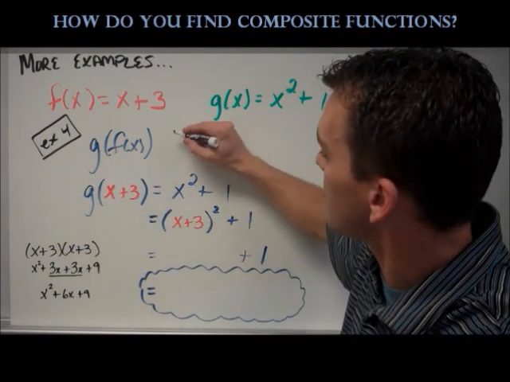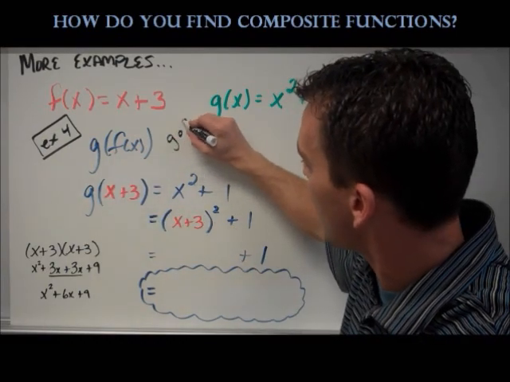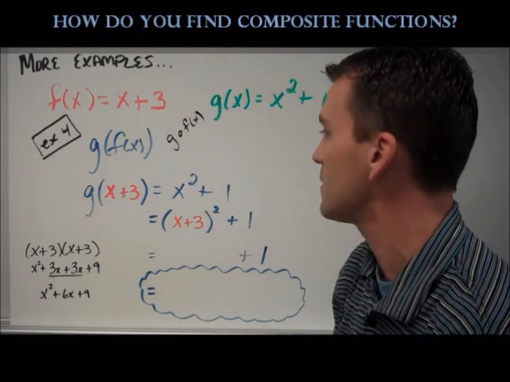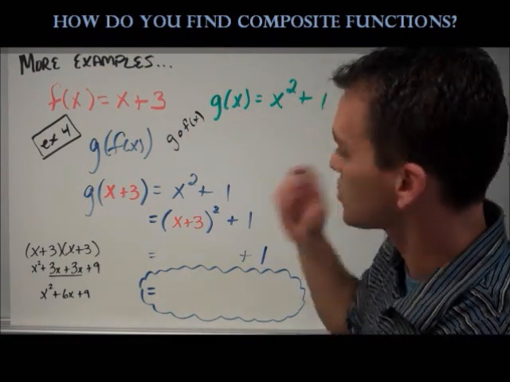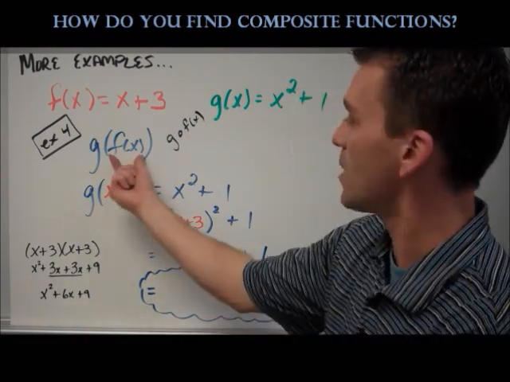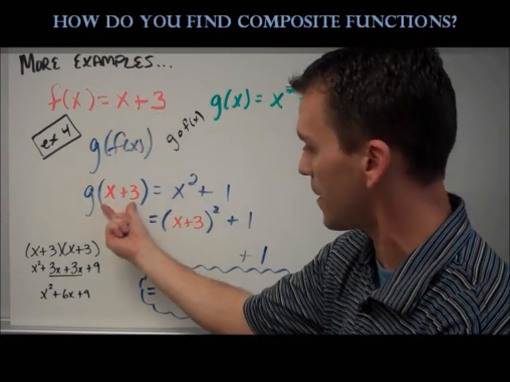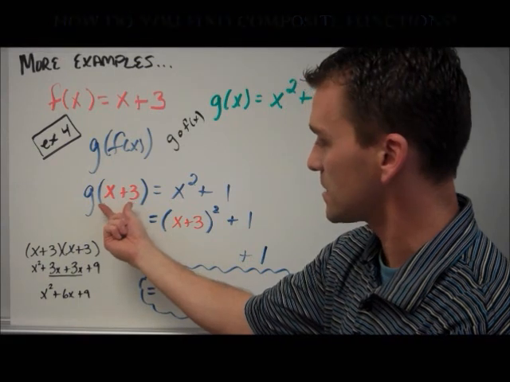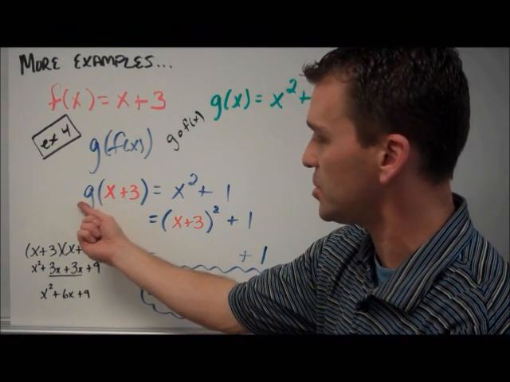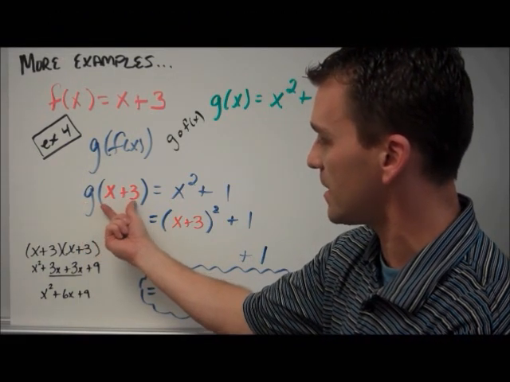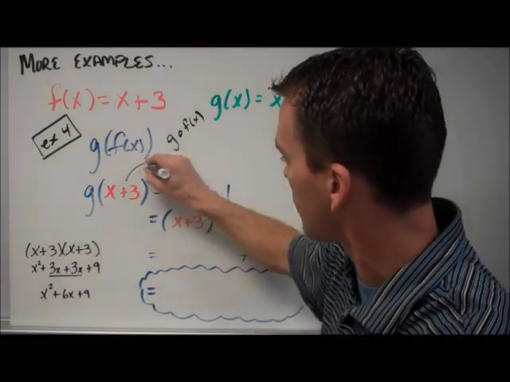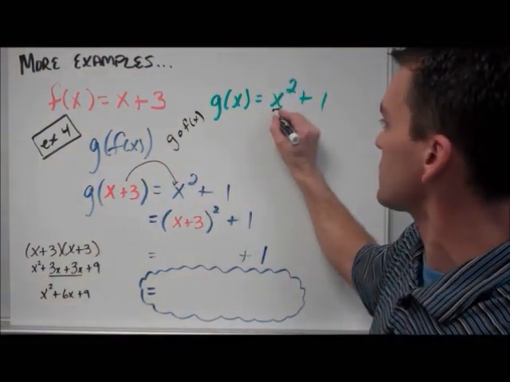You also might see it written this way at some point: g o f x, golf of x. Here's what you do. I know f of x is x plus 3, so I'm going to take the x plus 3 and put it in for x. Since that is in my g function, I substitute it in for the x into this particular function right there.